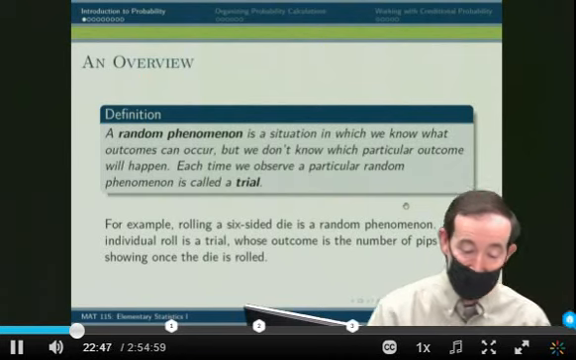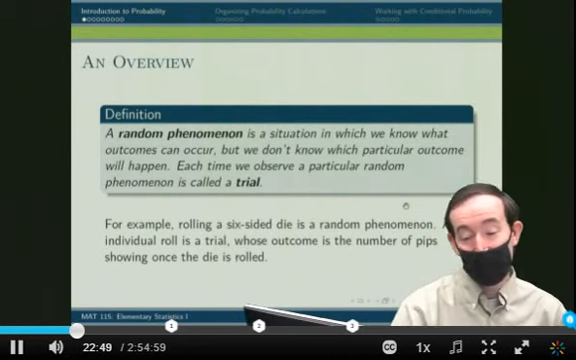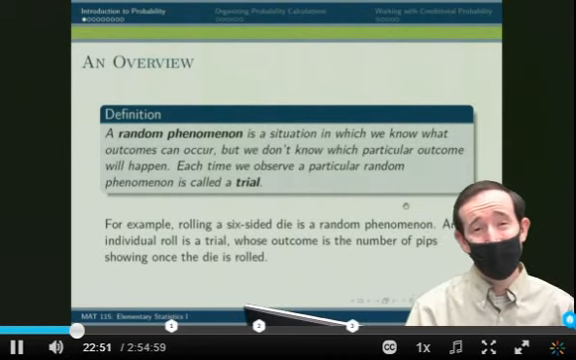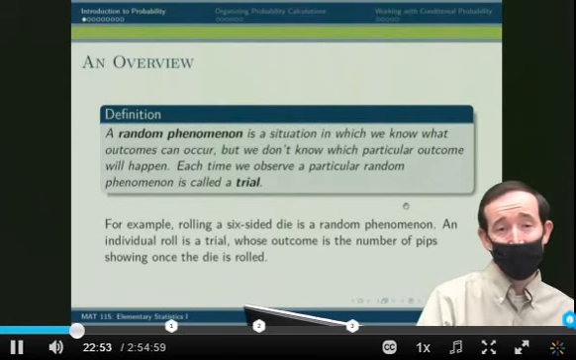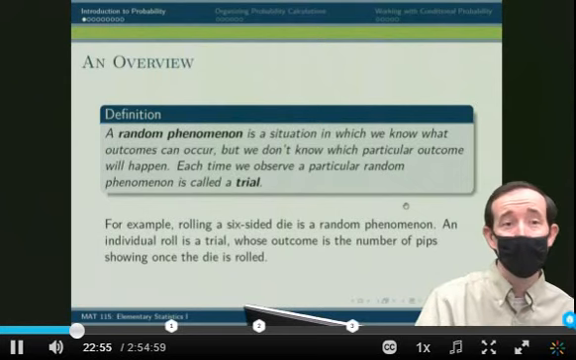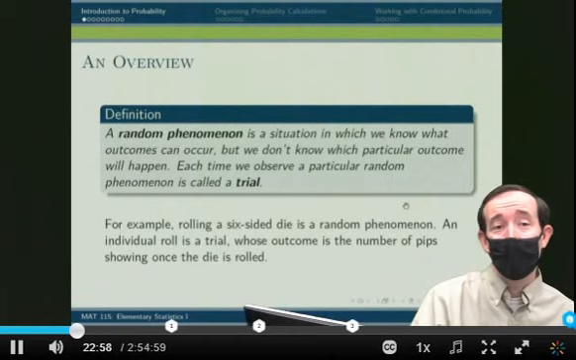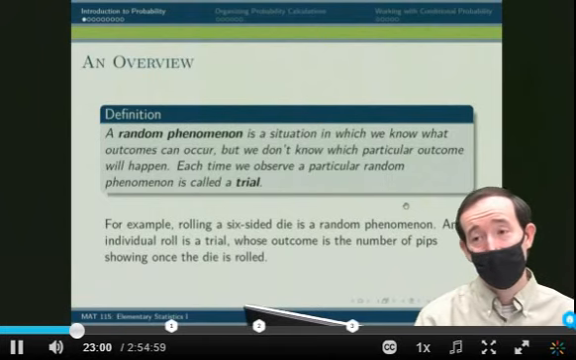So the example I gave here is rolling a 6-sided die. That is a random phenomenon. Every time I roll the die, that is a trial. And the outcome is the number of pips that are showing when I roll the die.